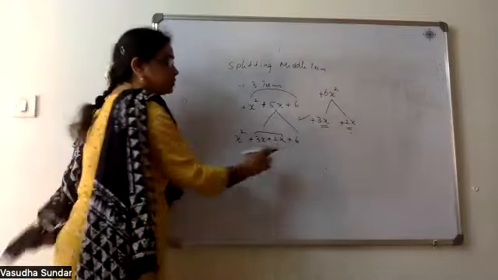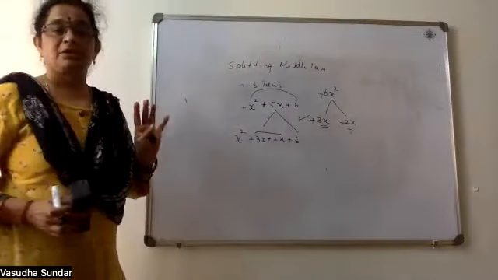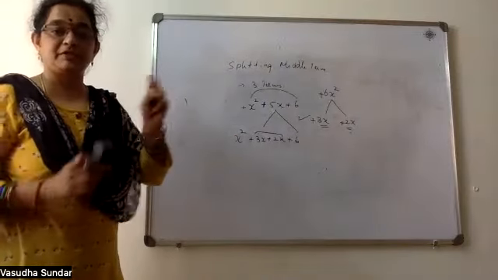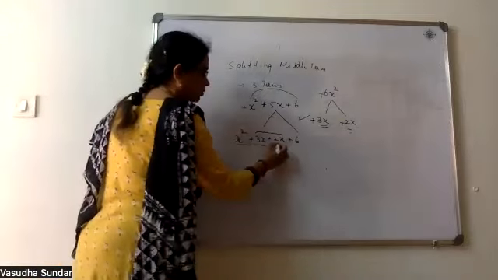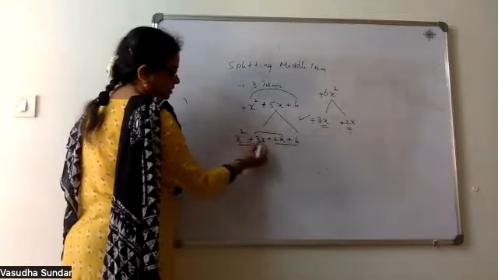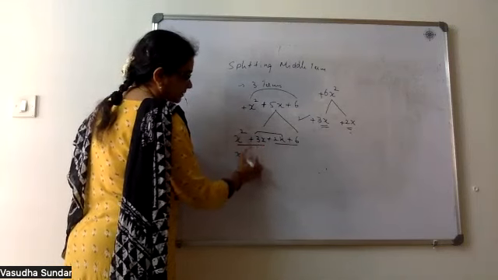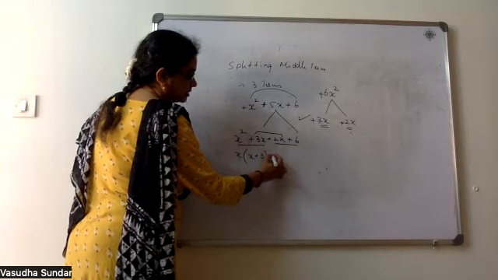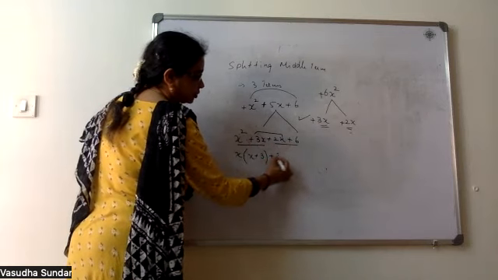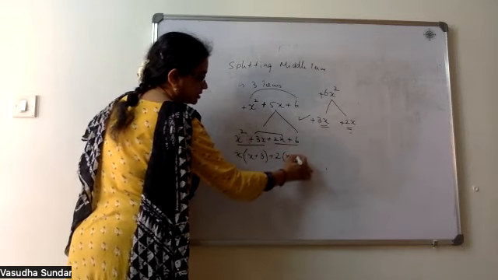Now you see, I have 4 terms. I can do grouping. We have a combination of all the methods now. I group this and this. What happens? Here x is common. What is left out? x plus 3. Plus, what is common here? 2 is common, x plus 3.